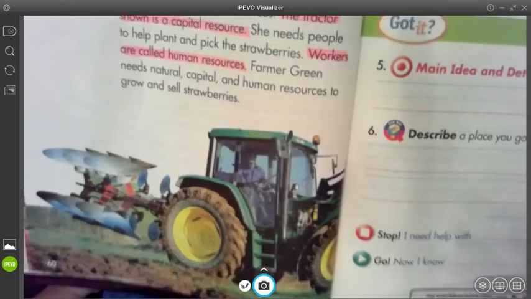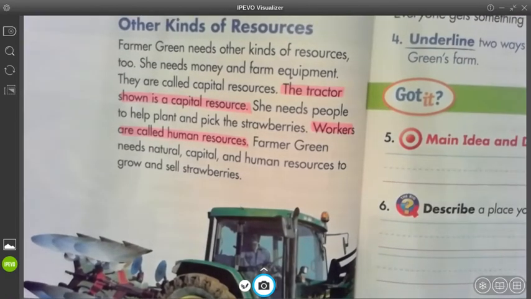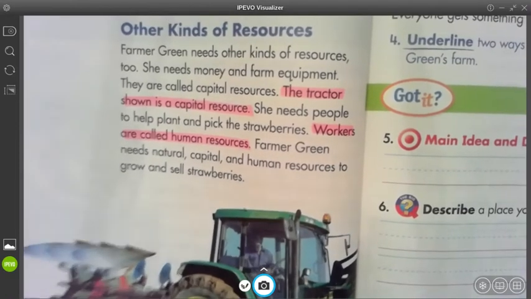And then if you have lots of plants, obviously you need workers to pick them. So that's human resources. So we're humans, so you can kind of think of that. So workers are human, capital is a tractor, and then natural is the things from the earth, air, water, sunlight, and soil. So you need to know those examples. And then we have one more paragraph.